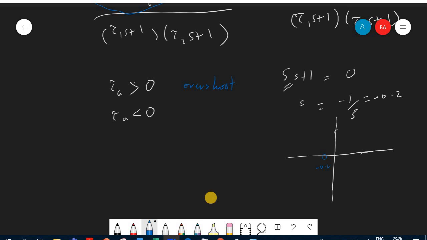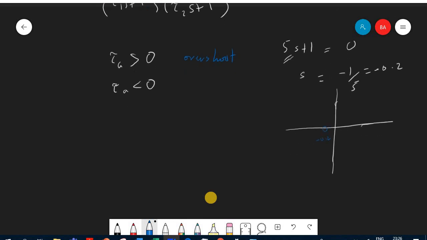And if tau a is less than 0, which means an example like, instead of plus 5, I have, for example, minus 5s plus 1 is equal to 0. So s is equal to 0.2. And in this case, 0.2, I'm talking about something which is sitting here, on the right hand side. And in this case, if I have something on the right hand side, I'm going to say that I have an undershoot. Or they also have another name for it, an inverse response.